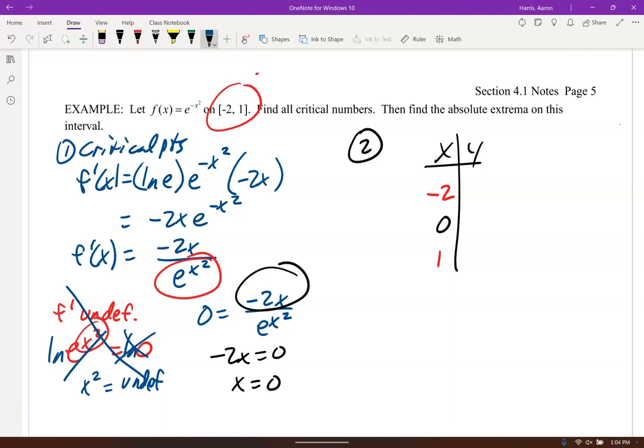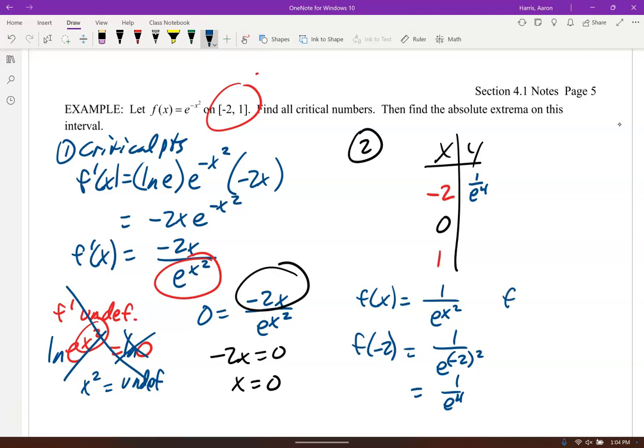And we'll go ahead and plug it into the original. Here's our original, e to the negative x squared. In other words, 1 over e to the x squared. Let's plug in negative 2. Get 1 over e to the negative 2 squared. So 1 over e to the 4th. Plug in 0. 0 squared is 0, so e to the 0, anything to the 0 power is 1. I got 1 over 1. Plug in the 1, you get 1 over e.